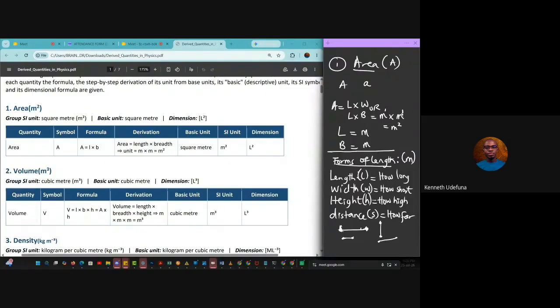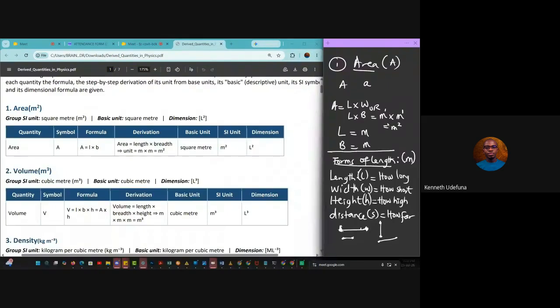This one has power 1. Meter, I will choose one of the meter and I'll add the powers to give me squared. Remember your laws of indices to give me squared. So that is exactly what we have here now.